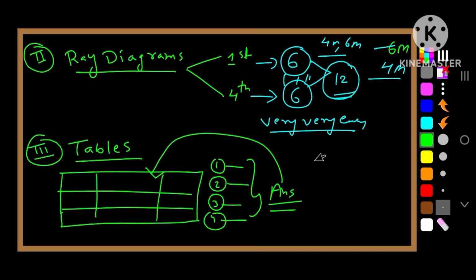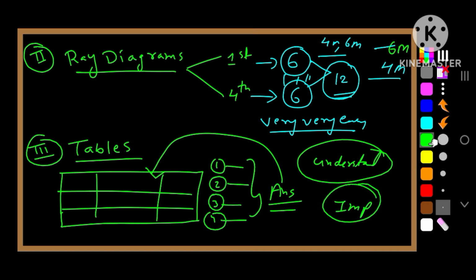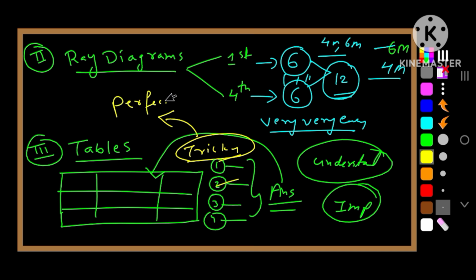So the most important thing is that you have to go through the table until you understand the concept. And one more thing which is important is that generally in these tables 2 questions will be very tricky. Generally those who are perfect in all the concepts, then they can answer these 2 questions.